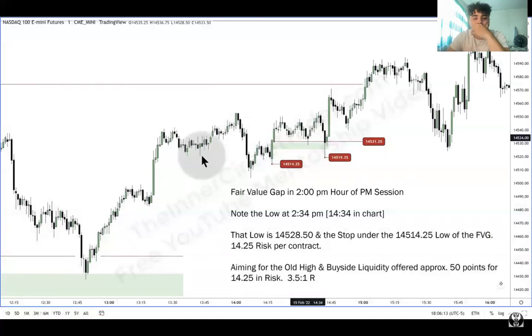So what are we looking at? We've seen a price run that we don't think needs to come back down here because the logic is the overnight stops have been run out down here.